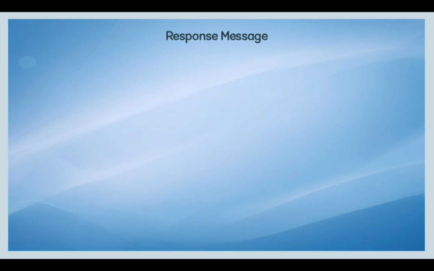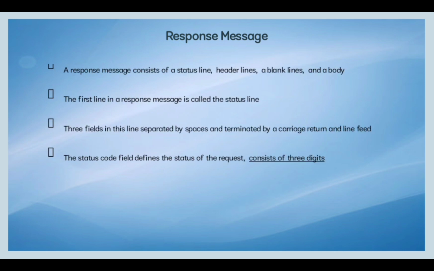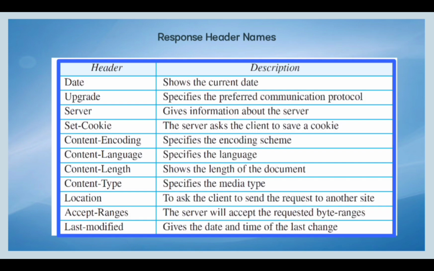Response messages. A response message consists of a status line, header lines, a blank line and a body. The first line in a response message is called the status line. There are three fields in the line, separated by spaces and terminated by a carriage return and line feed. The status code field defines the status of the request and consists of three digits. Response header names, headers and descriptions.